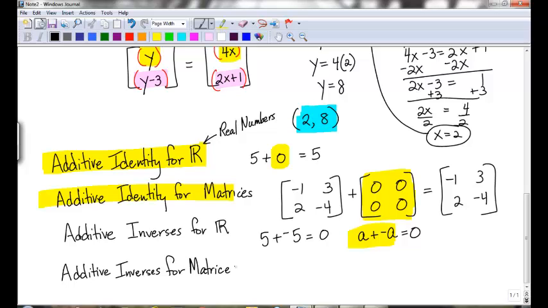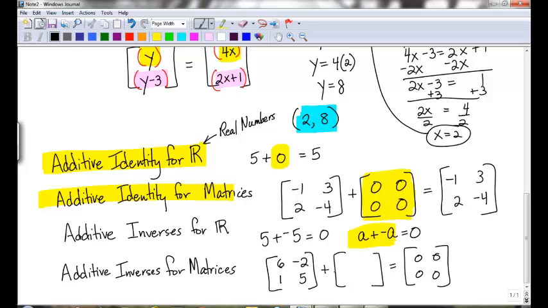Additive inverses for matrices. I'm just going to do it by an example. Let's say this is a 2 by 2. First row across is 6, -2. Second row across is 1, 5. Plus its additive inverse, and it's got to bring you back to the identity 0, 0, 0, 0. So this has to be -6, 2, -1, -5, and they are additive inverses of each other. They bring you back to the additive identity.